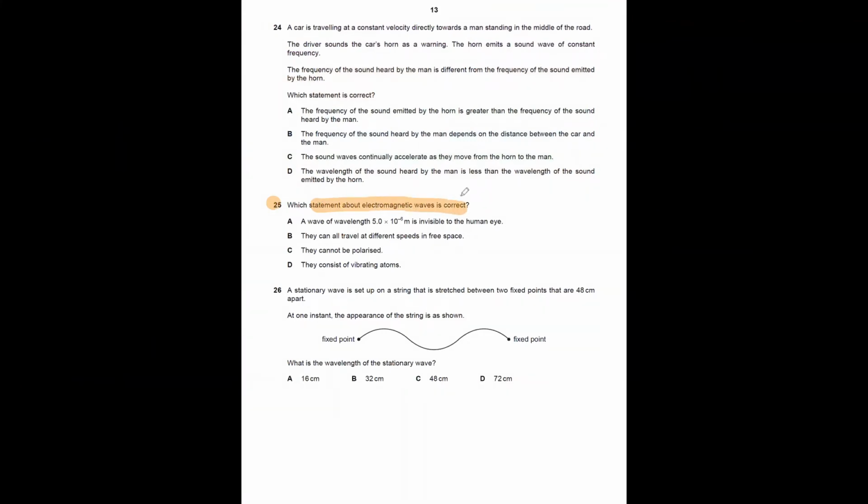For answer choice A, a wave of wavelength 5 times 10 power minus 6 meter is invisible to the human eye. So it is invisible, that means it's not visible to the human eye at all. In your EM wave spectrum, the only wave that is visible to your eye is visible light. So we know that the wavelength of visible light is between 400 to 700 nanometer. Changing it to meter, we get 4 to 7 times 10 power minus 7 meter.